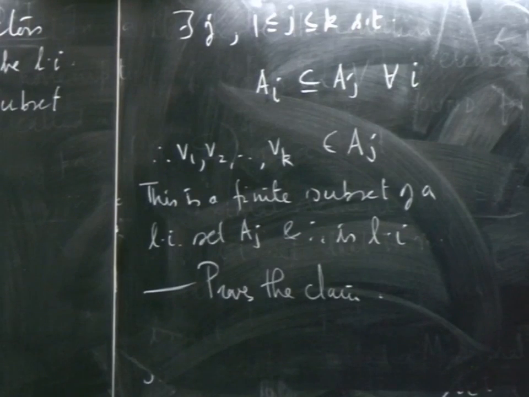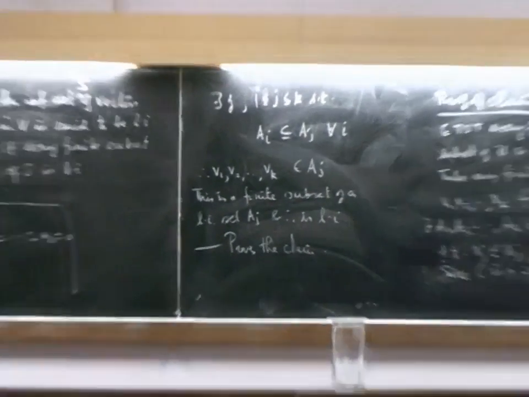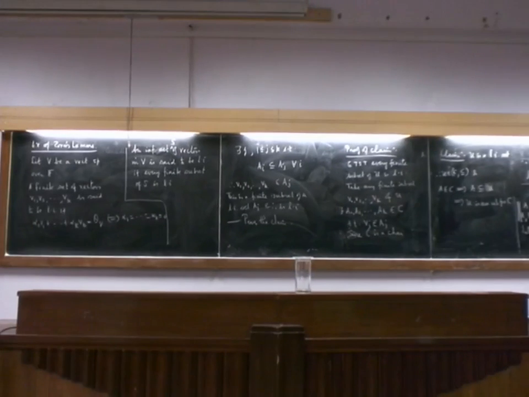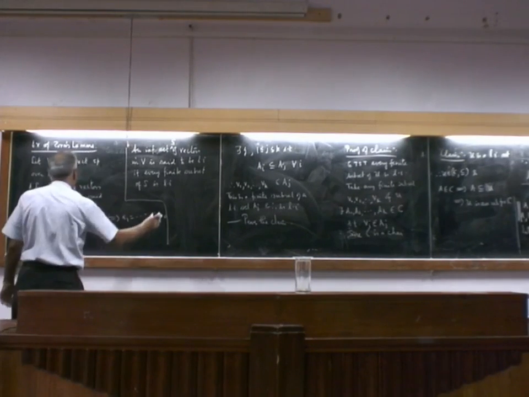Now, look at that one example I gave of the collection of all functions, and then I gave you a big linearly independent set. What was that big linearly independent set? f_t, t varying over R. Now, is that a maximal linearly independent set in that vector space? Can you tell me? To recollect, do you remember that example?